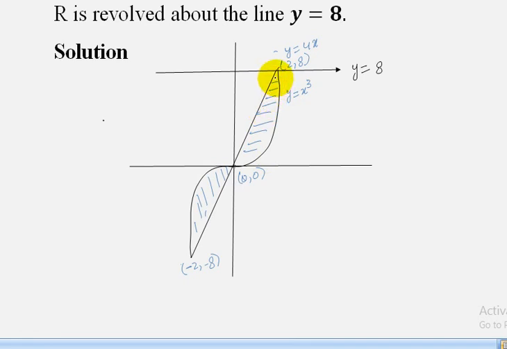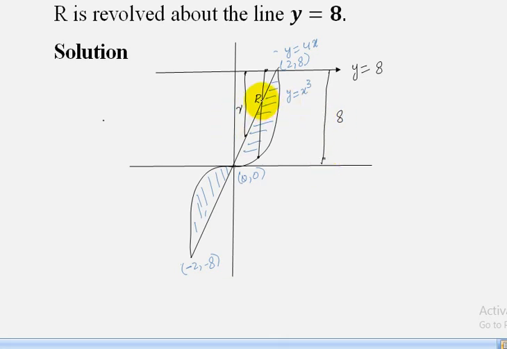Now for the portion of this graph that lies in first quadrant, we have capital R, which is the distance between axis of revolution and outer curve. This is our capital R, and small r is the distance between axis of revolution and inner curve. This is our small r. This whole length is 8 units.